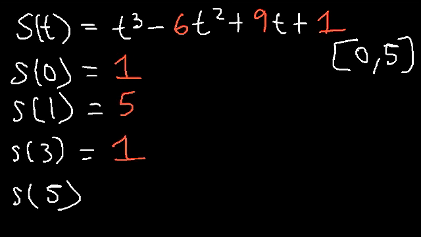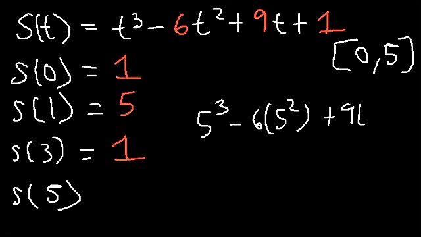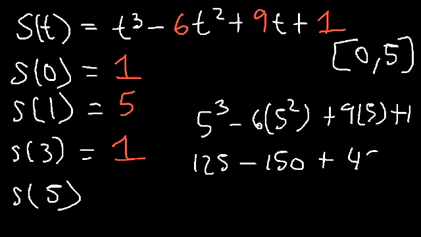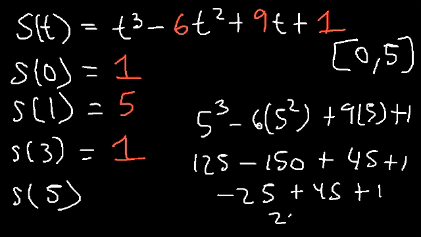Now, for position 5, let's plug in 5. We know that 5 cubed, which is 5 times 5 times 5, that's 125. 6 times 5 squared is 150. 9 times 5 is 45, plus 1. So 125 minus 150 is negative 25. Plus 45, that's positive 20. Plus 1, that's 21. So that is the position at t equals 5.